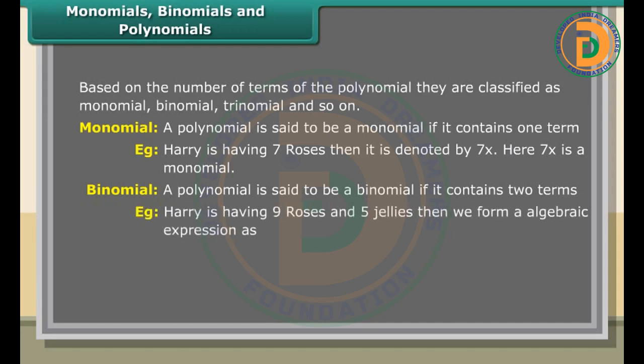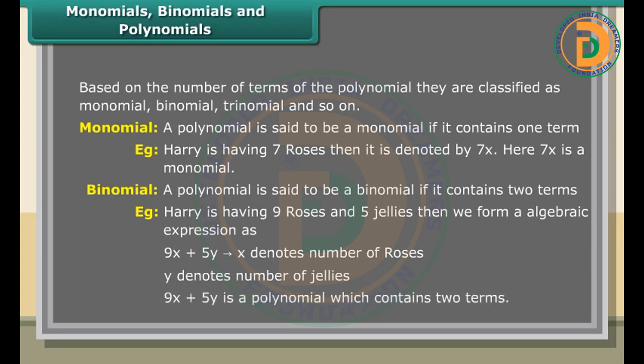Example: Harry is having 9 roses and 5 jellies. Then we form an algebraic expression as 9x plus 5y. x denotes the number of roses, y denotes the number of jellies. 9x plus 5y is a polynomial which contains 2 terms.